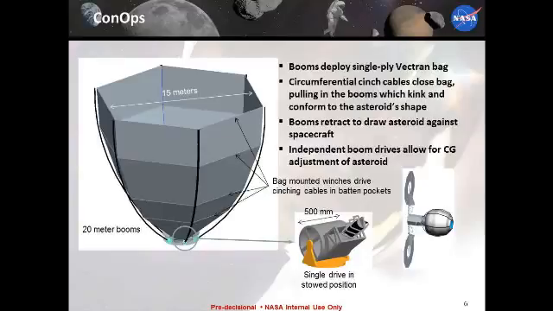So again, it deploys a single ply Vectran bag. Again, circumferential cinch cable similar to the JPL concept. And the booms can retract to draw the asteroid up against the spacecraft to rigidize the asteroid to the spacecraft for control. And then independent boom drives allow for some amount of CG adjustment. Once we grab onto it and the cinch lines collapse, collapse the booms around the asteroid, we can then pull one side in or let one side out. They all drive independently.